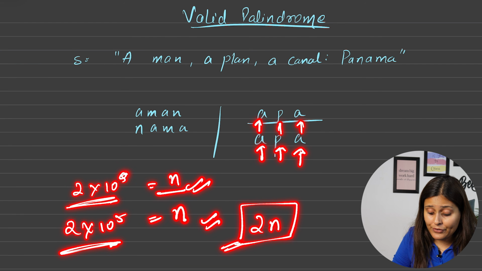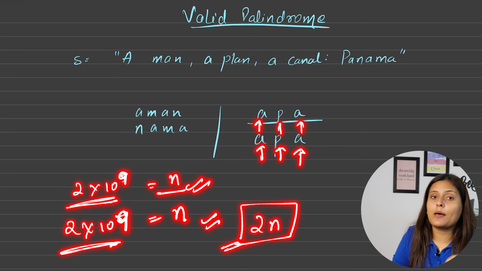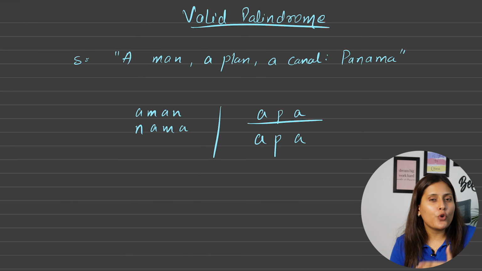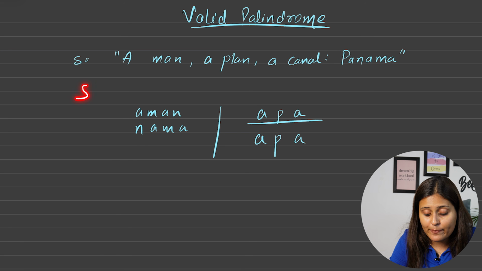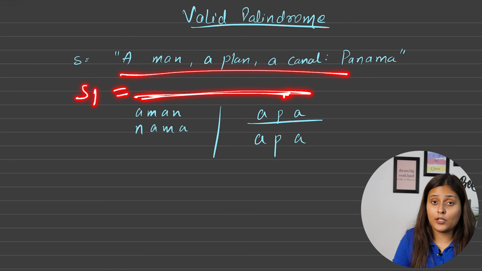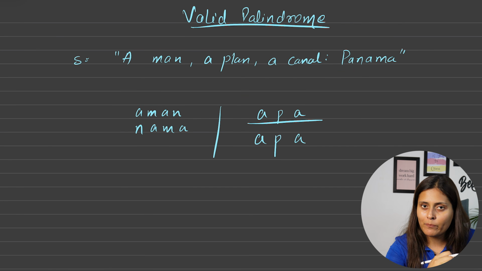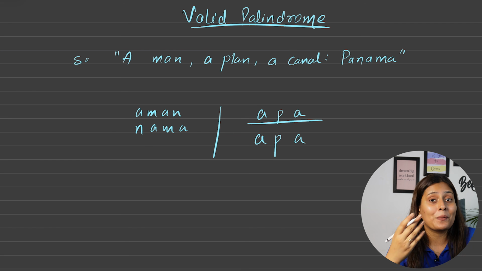But if instead of 10 power 5, 10 power 9 was given, then you cannot submit this in O of n. Of course this will be slow, and what if the interviewer asks you to optimize this code? Anyhow you are taking extra space complexity also to copy this and reverse it and then paste it here. And what if the interviewer says no, you're not allowed to take extra space complexity? Then you have to think about the optimization.